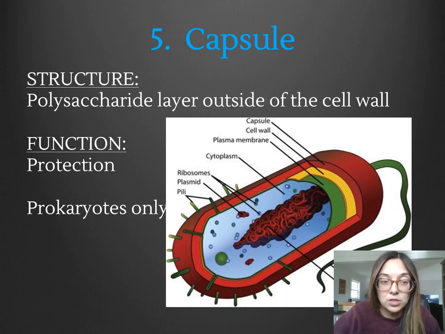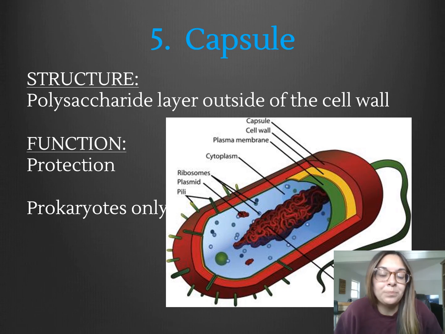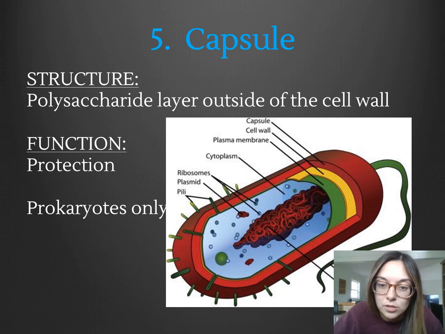Okay, then we have the capsule, which is a structure of polysaccharides, a layer that is outside of the cell wall. So if you take a look at this image, we can see this green layer is the cell membrane. Outside of the cell membrane is the cell wall, and outside of that is a thicker layer called the capsule, and that is found only in prokaryotes and bacteria, and that is extra protection for the cells.